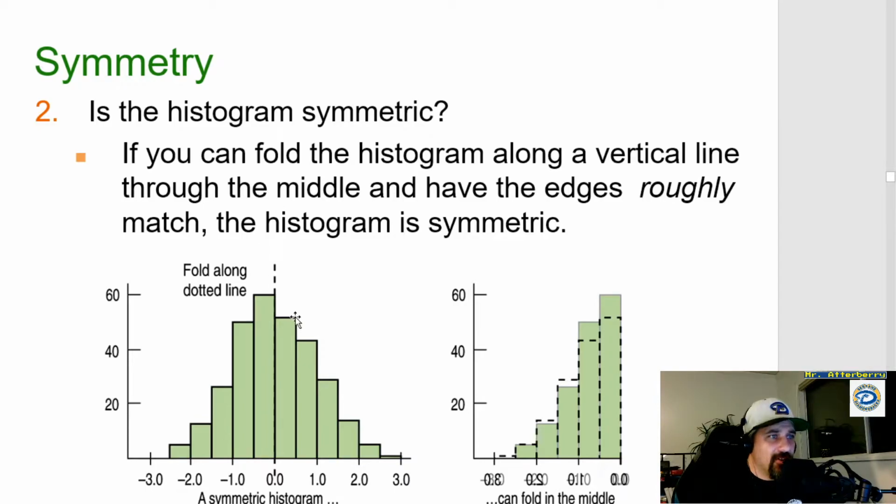This is a symmetry. And I told you you can kind of cut it down the middle. If you fold it over in half, okay, roughly matches the other side. So it doesn't have to be perfect, but it has to be roughly symmetric. Like this right here, yeah, this bump here is kind of higher on this side, but it's pretty much the same on the left and right side.